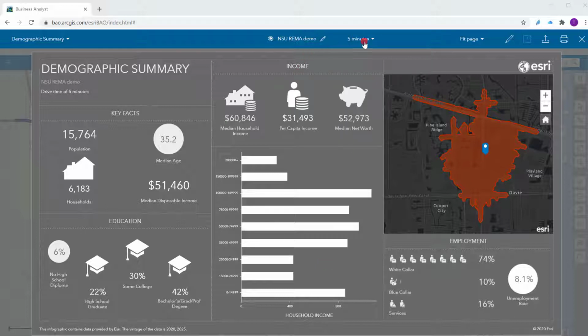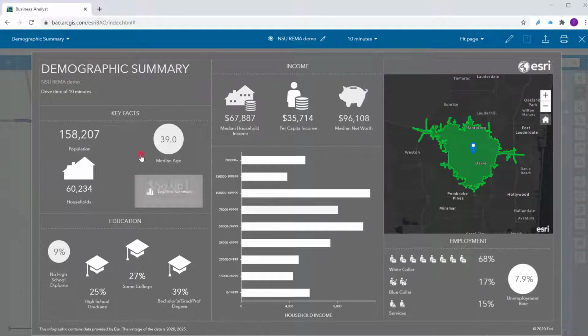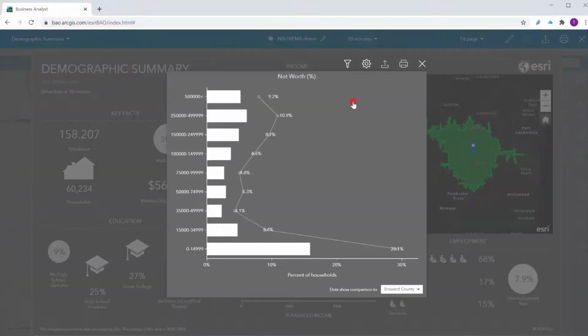So I can change this here. I can have 5 minutes. I can have 10 minutes. You can see now the numbers change. This is the beauty of these infographics because they kind of mimic that dynamic here. Yeah, household income in certain bracket groups. I can click on that. And maybe I get even a filter and setups, yeah, or can explore more.